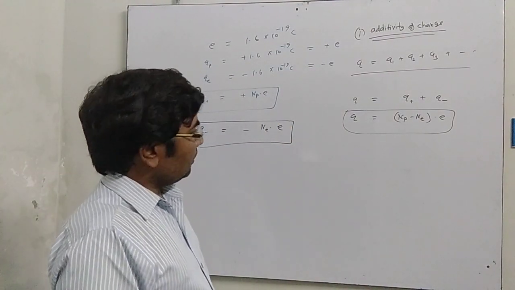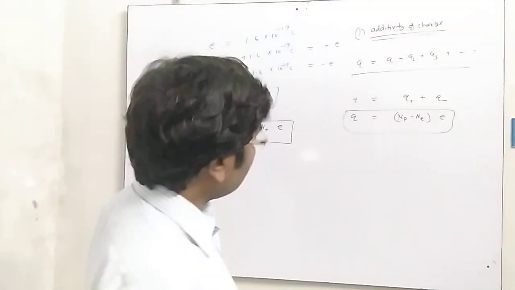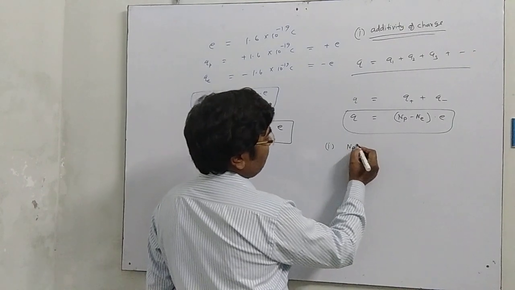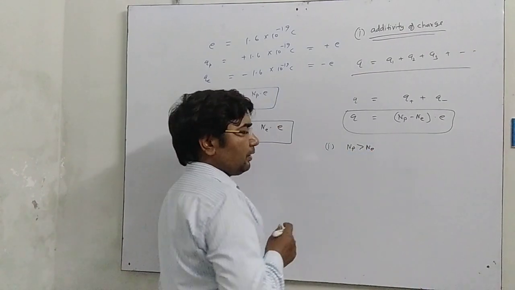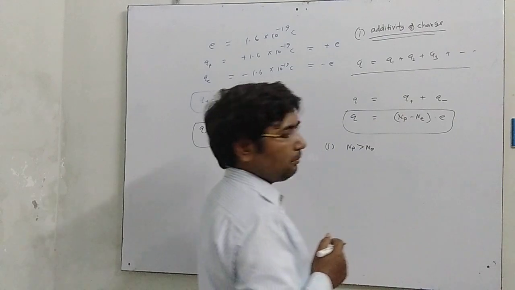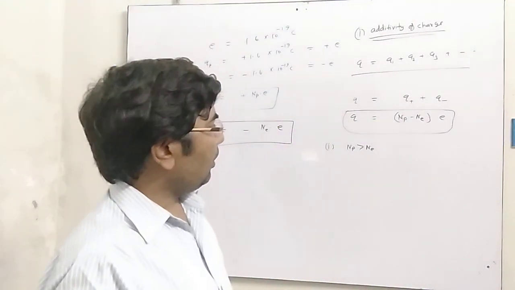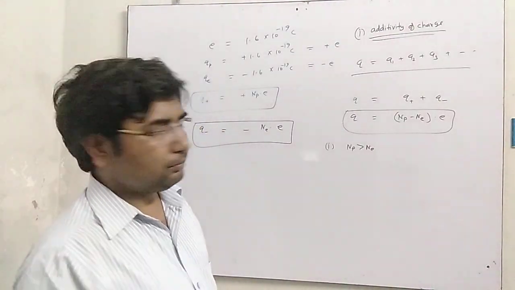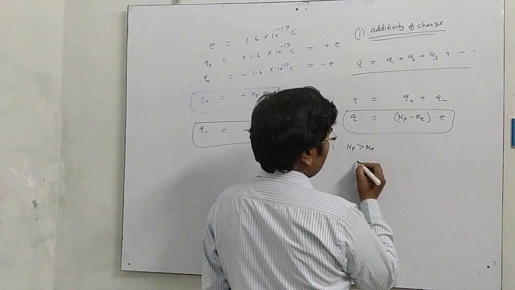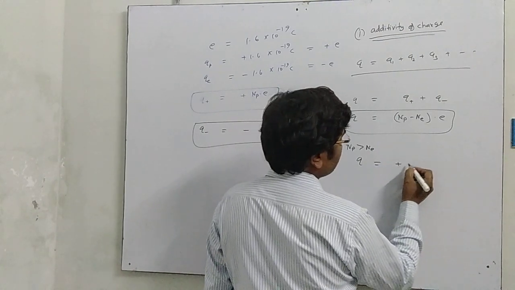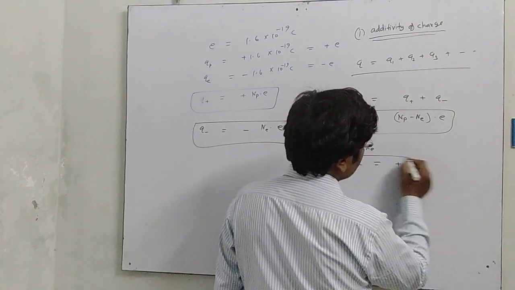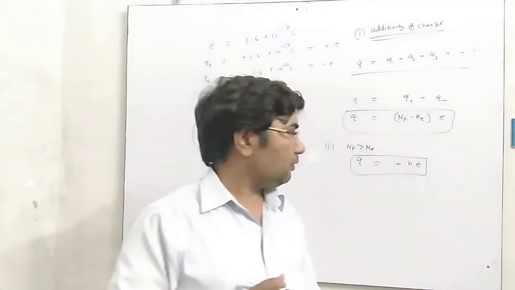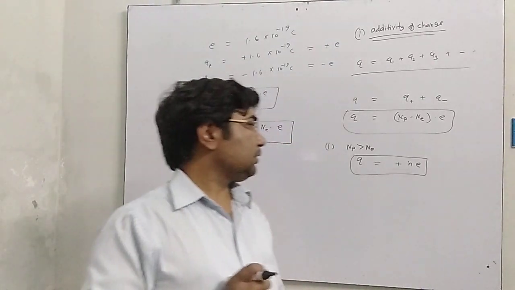Now, there are also three cases. First is when Np is greater than Ne. In this case, Np minus Ne becomes positive, which gives positive charge. Therefore, Q equal to plus n. Here small n is the excess number of protons contained in the substance.